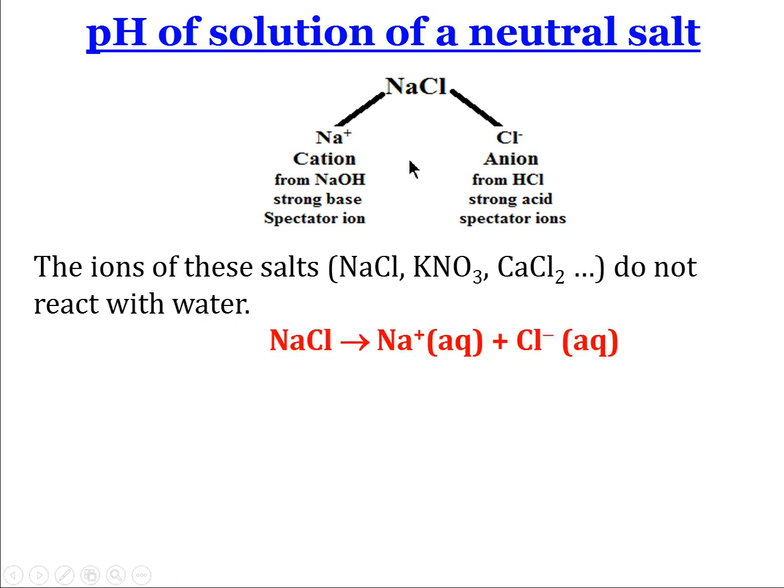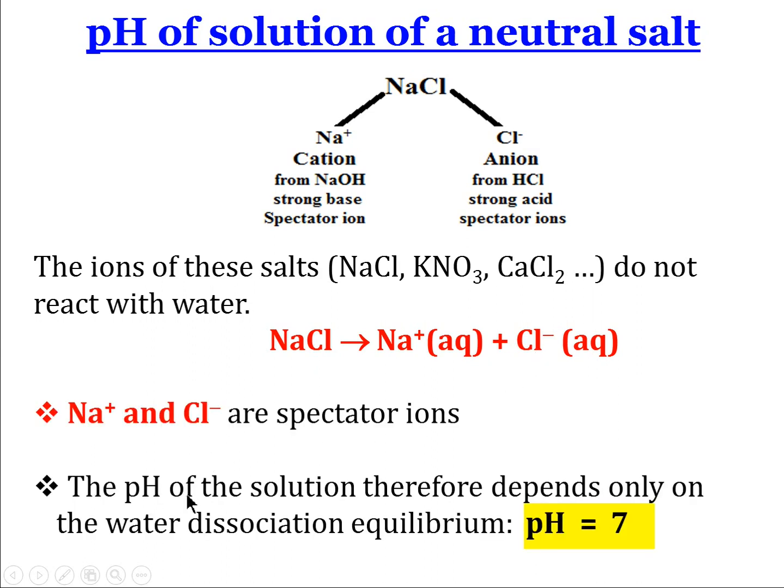We can use method number 2 to know the pH of the solution obtained. NaCl is a salt that dissociates completely to Na+ and Cl-. We don't have any acid-base couple containing Na+, and the same for Cl-. So Na+ and Cl- are spectator ions, and the pH of the solution obtained is 7, and the solution is neutral.